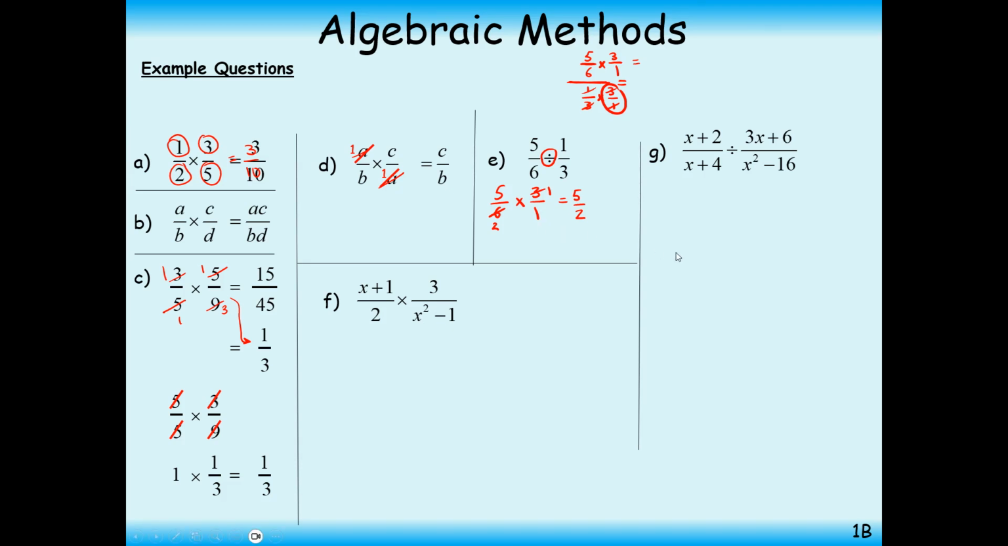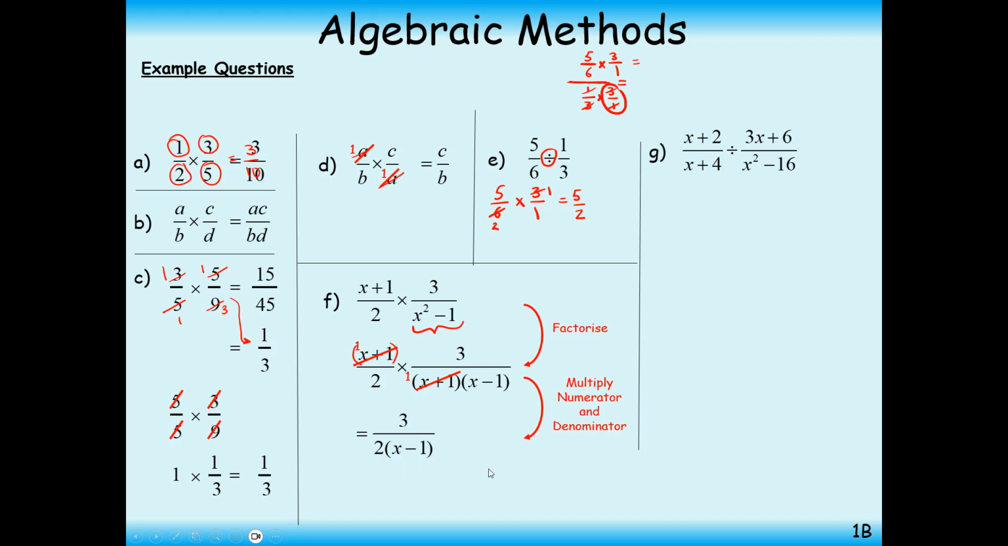Okay? So, when you have algebraic division, you would do the same. But before we get to the algebraic division, let's have a go at part F. Part F has a factorizable denominator here. Therefore, we are going to factorize the denominator. Now you'll see that x plus 1 in the numerator and x plus 1 in the denominator will cancel away. After the cancellations, we are left with terms that don't simplify. We write 3 over 2 and open bracket in the denominator.